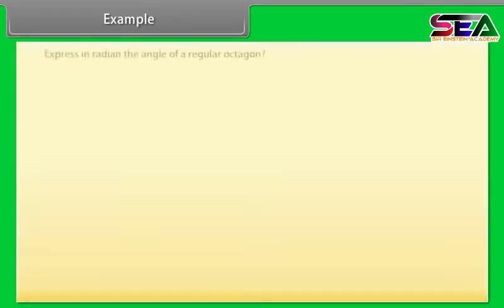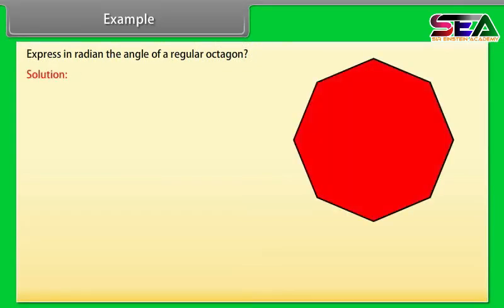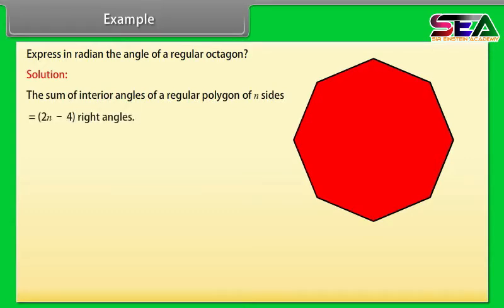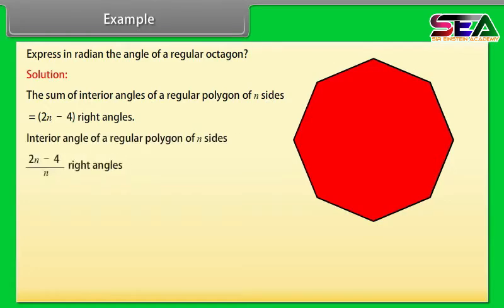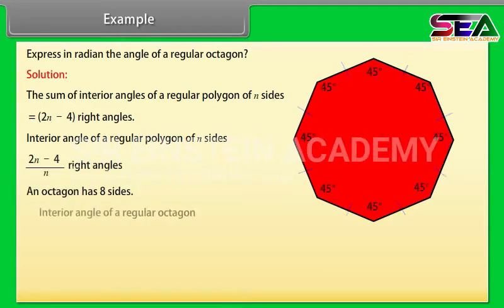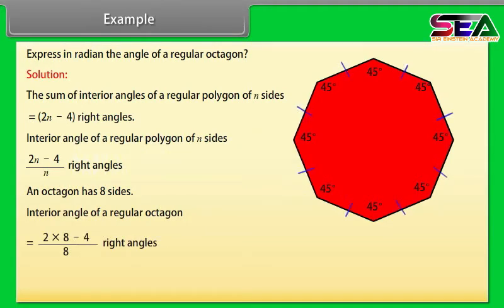Example. Express in radians the angle of a regular octagon. Solution. The sum of interior angles of a regular polygon of n sides is equal to 2n minus 4 right angles. Interior angle of a regular polygon of n sides is 2n minus 4 by n right angles. An octagon has 8 sides. Interior angle of a regular octagon is equal to 2 into 8 minus 4 whole upon 8 right angles.